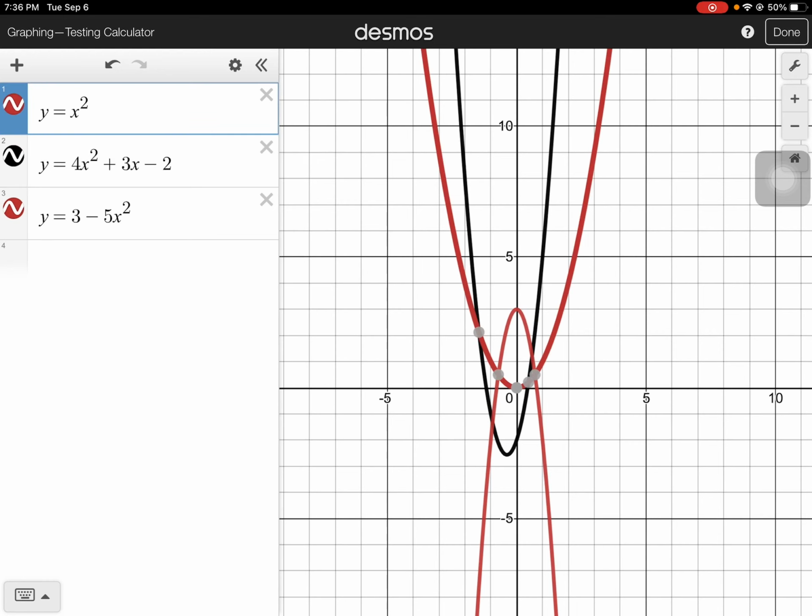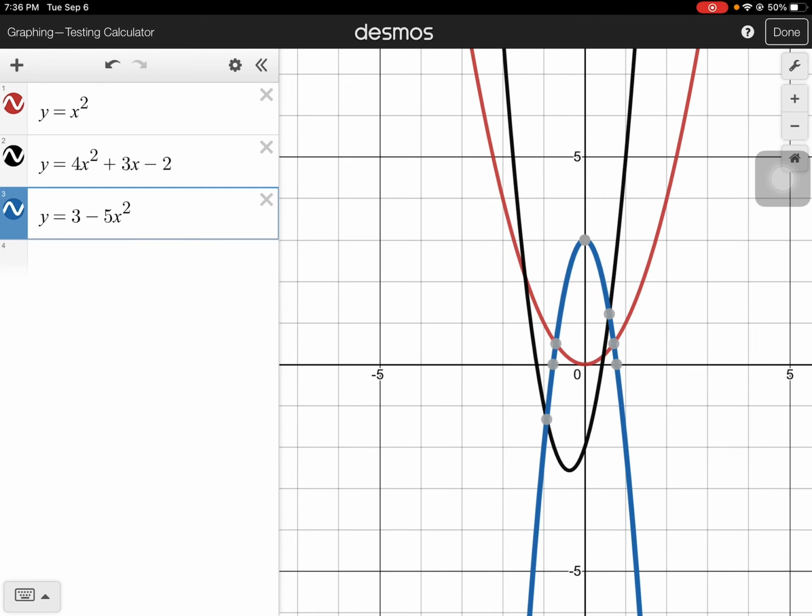So if you notice, all of these are quadratics. They all make a U shape. They all are in the shape of a parabola. However, the parent function, which is the red function, is the original parent, the most basic of all of them.